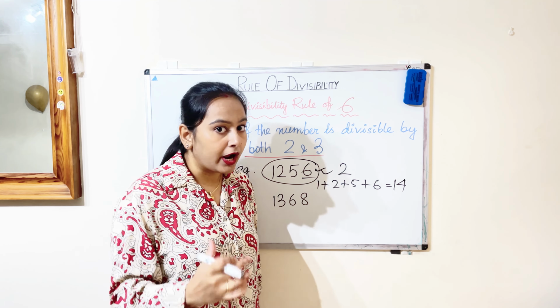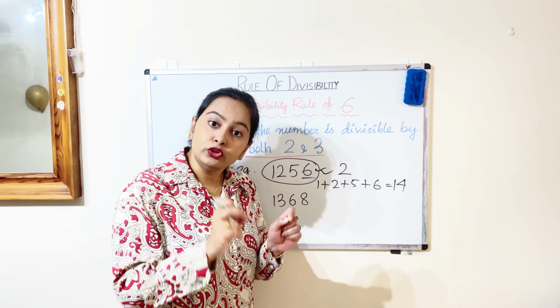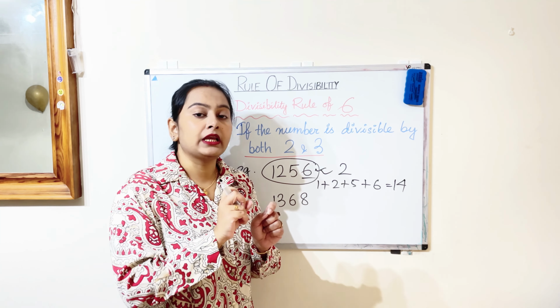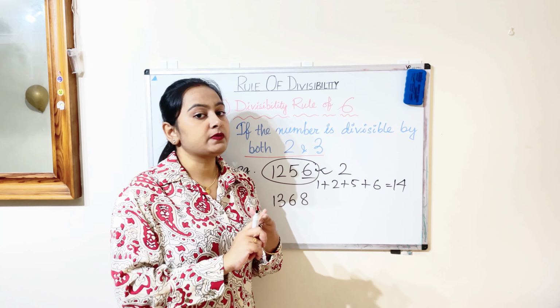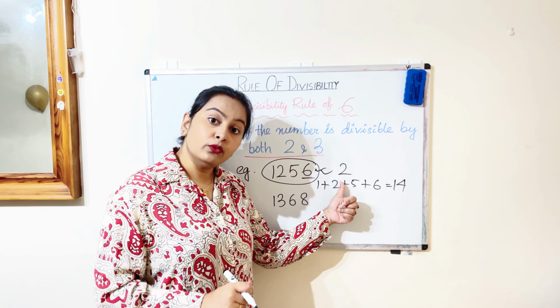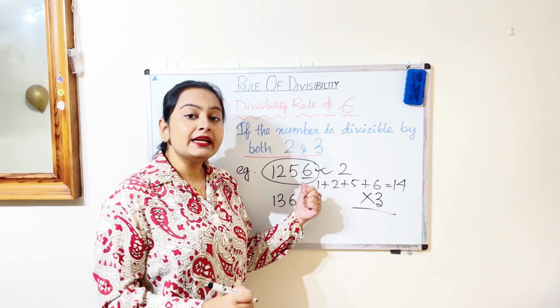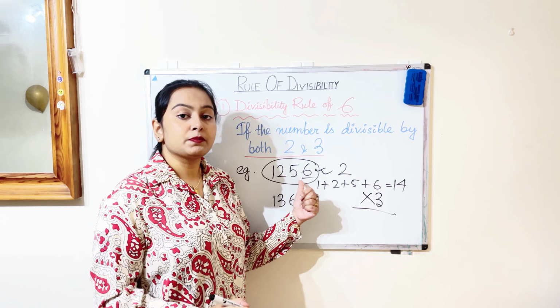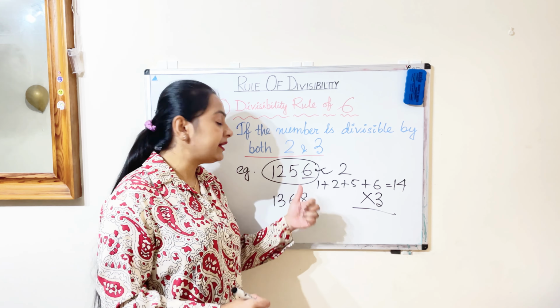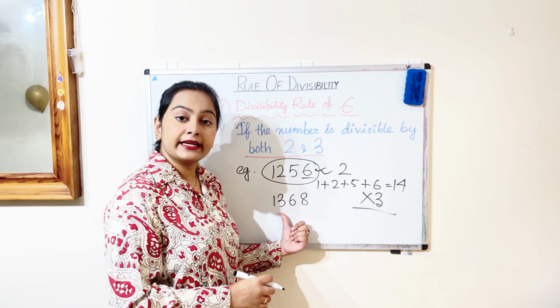I hope all of you understood. The number should be divisible by both 2 and 3 individually. Then that number should be divisible by 6, otherwise it's not. This number is divisible by 2, but this number is not divisible by 3. That's why we can't say that this number is divisible by 6. Right? So this number is not divisible by 6.